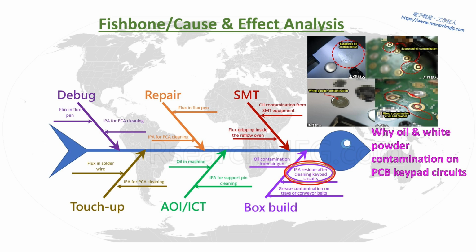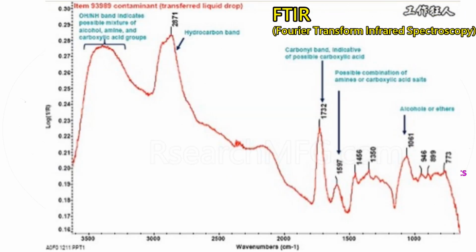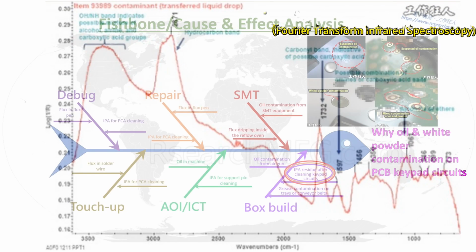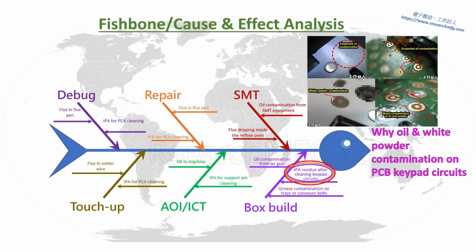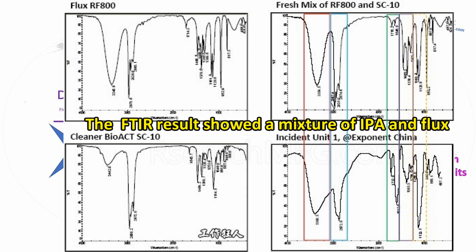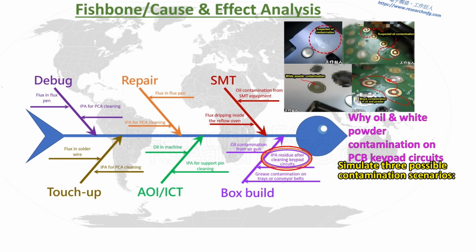Even though the source of the oil was identified, verifying it became another challenge. Here, Working Bear briefly explained the two-part verification process simply. First, we sent the returned defective units to a lab for chemical analysis. We used FTIR, Fourier Transform Infrared Spectroscopy, because EDS, Energy Dispersive X-ray Spectroscopy, only detects elements, not compounds. The results showed a mixture of IPA and flux. Second, we simulated 3 possible contamination scenarios.